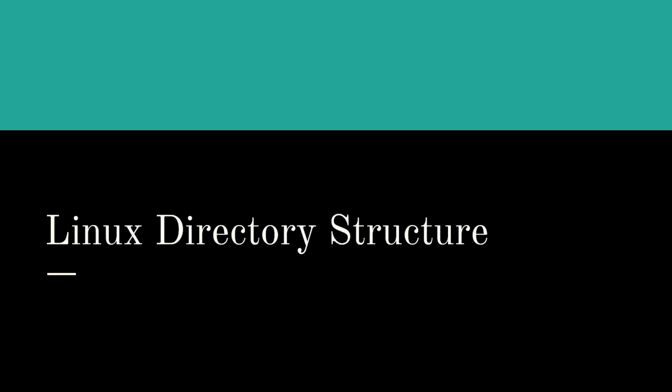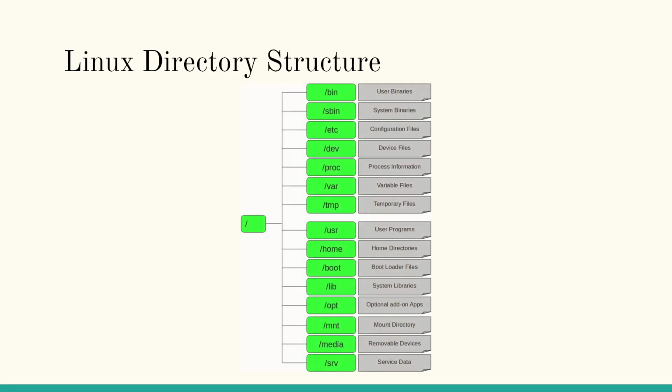Now let's start with the Linux directory structure. As you can see from this image, this is the Linux directory structure. It is like a tree. From here, you can see that we are starting from the slash, which means the root directory, which is where everything starts.